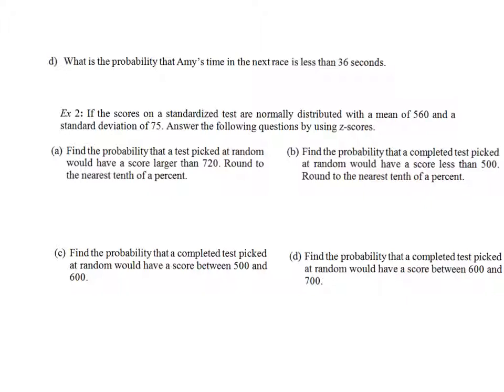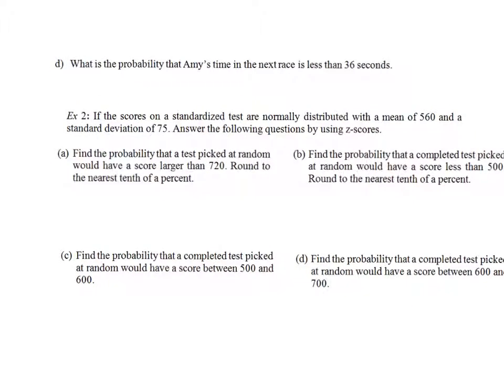Let's finish part D of Amy's race here. What is the probability that Amy's time in the next race is less than 36 seconds? So let's do our normal CDF. Less than 36 seconds means we want to start at 0 and go up to 36. Our mean, 39.7, and our standard deviation, 2.3.